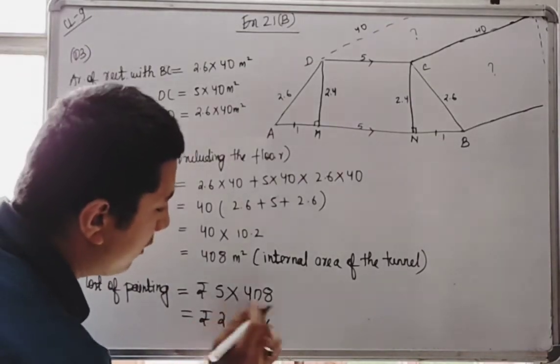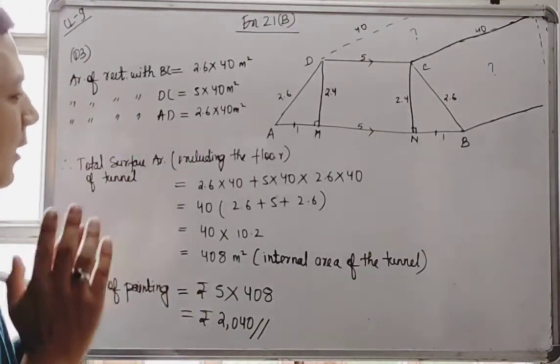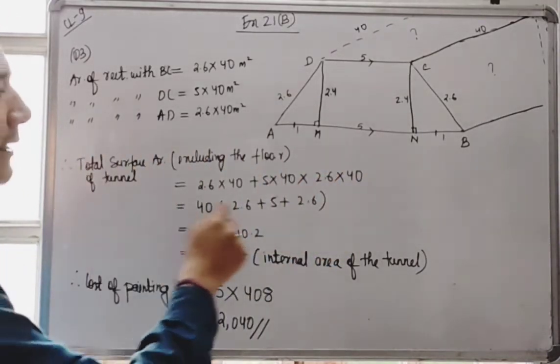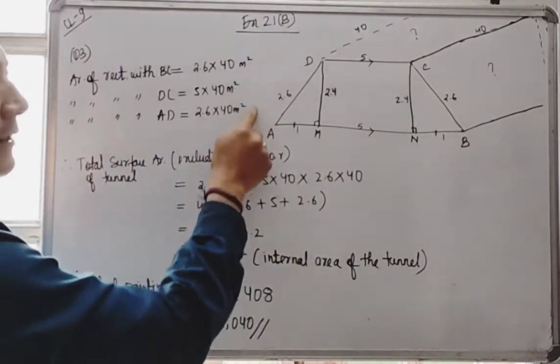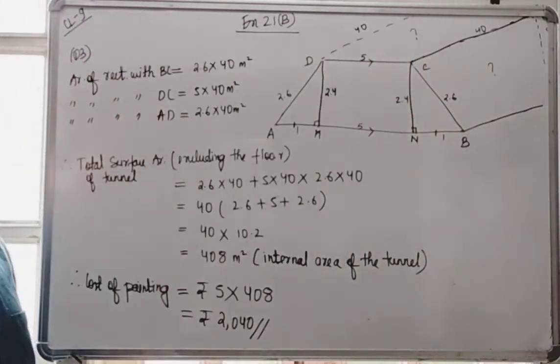2040. You calculate this to multiply, you will be getting rupees 2040. I hope you're clear with this, boys. The main thing to understand is how to get this area, and we are getting it using the area of a rectangle. This is your rectangle, this is your rectangle, and this is your rectangle. Please pause the video. This is the first part of the question.